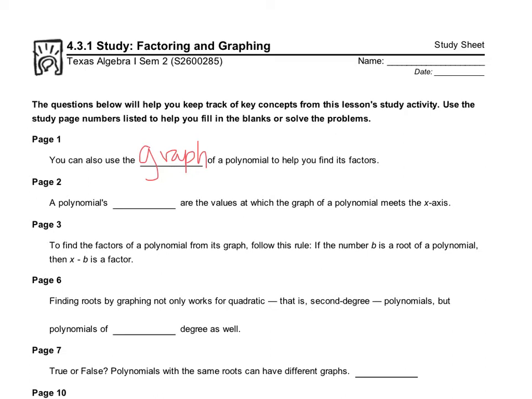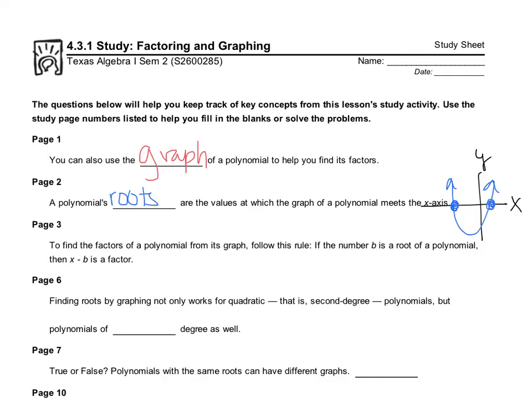But to use the graph, all we have to look at is what's called a polynomial's roots. And the roots are the values at which the graph crosses the x-axis. So if you imagine, here's my x-axis, here's my y-axis. If I graphed a polynomial, a quadratic, my roots would be this point and this point. They're the two places where the graph crosses the x-axis.